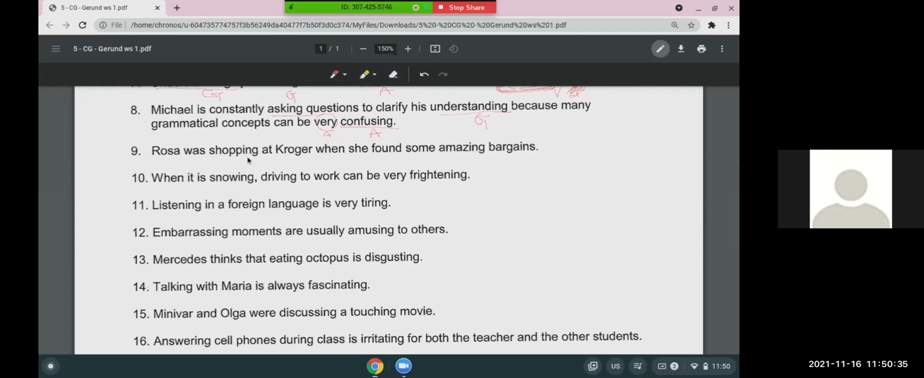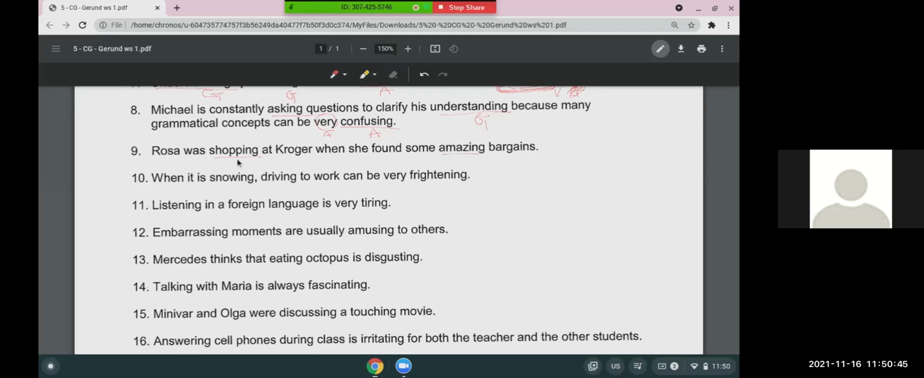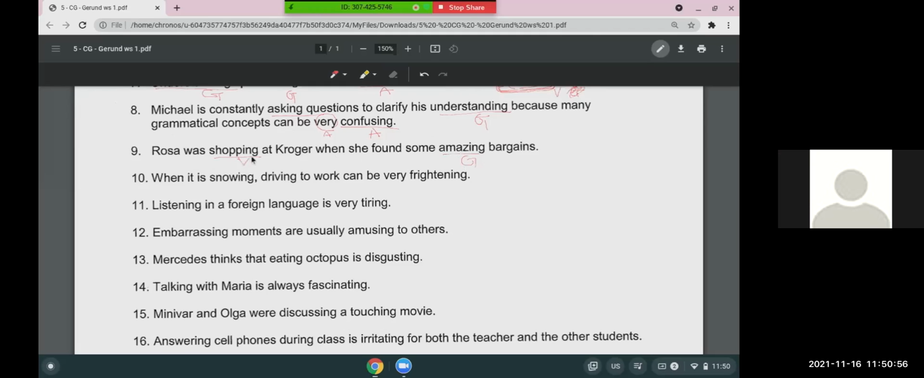Rosa was shopping at Kroger when she found some amazing. This is the gerund. Amazing is a gerund. Then some found. Amazing. It's a... This is the regular verb. Is amazing? Oh, this is not easy.